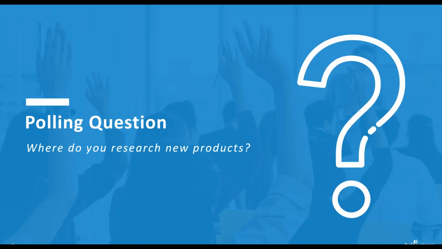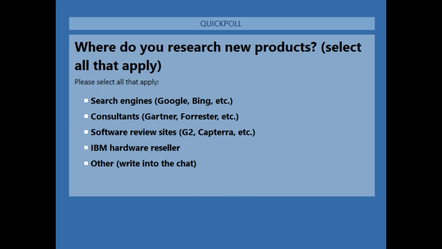All right, so first polling question. I have myself running the poll today, so let me bring that up. One of the questions we want to know is, where do you do your research when you're looking for new products? You can select all that apply. You use search engines like Google, Bing, and others, consultants, software review sites like G2 and Capterra, IBM hardware resellers, or other. And if you do choose other, or you have other suggestions of where you look for product information, feel free to put that into the Q&A.